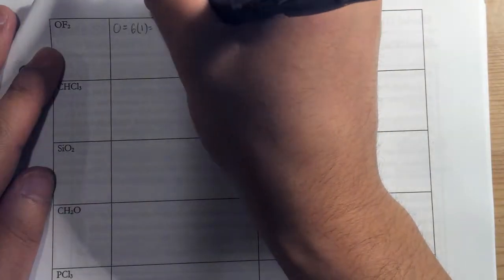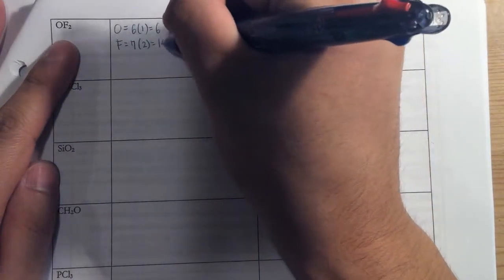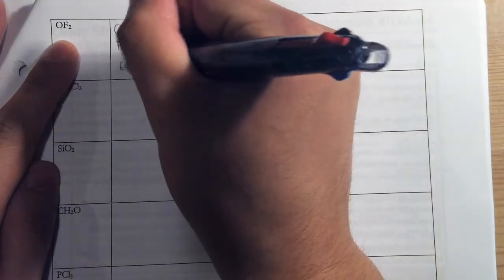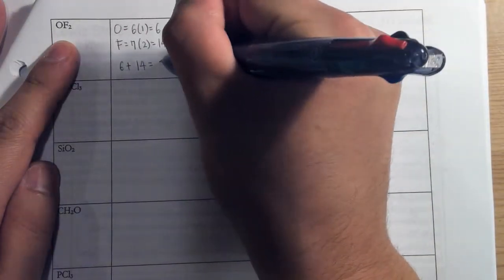Alright, so next is OF2. So OF2, there is 1 oxygen, so I'm going to put O equals, well, there is a total of 6 valence electrons for oxygen and 1 here, which will give you overall 6 valence electrons. And F2, there's F equals, there are 7 valence electrons times 2, because there are 2 fluorines in there, which will give you 14. Alright, and then 6 plus 14 gives you 20 overall.